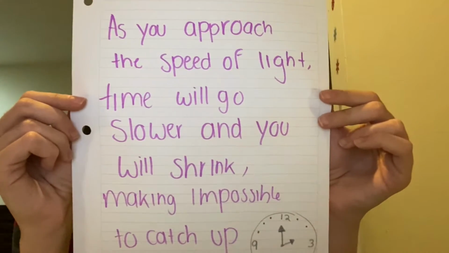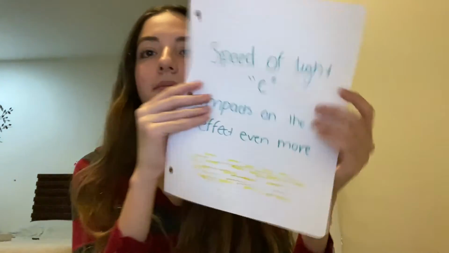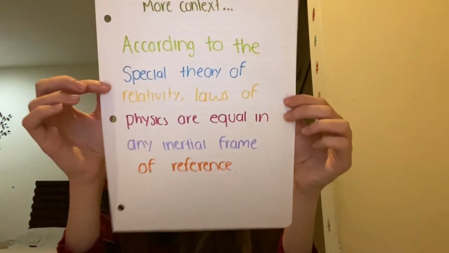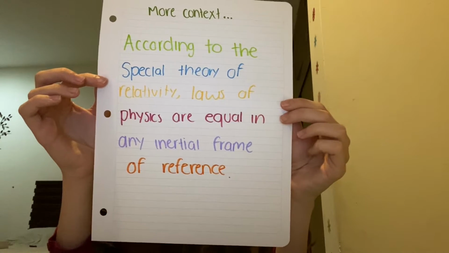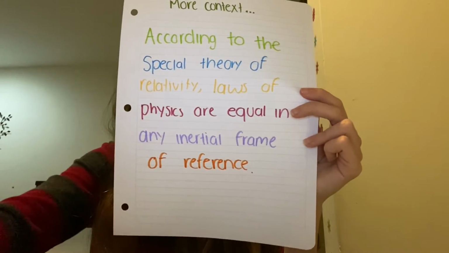And something that we have to know is that as you approach the speed of light, time will go slower and you will shrink, making it impossible to catch up. The speed of light, call it c, will impact even more. And the last thing to know is that according to the special theory of relativity, the laws of physics are equal in any inertial frame of reference.